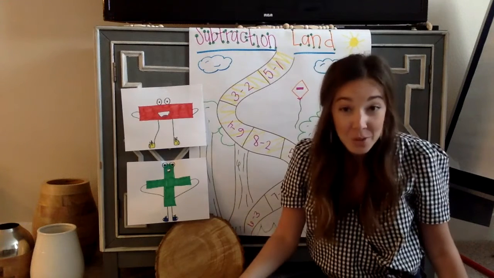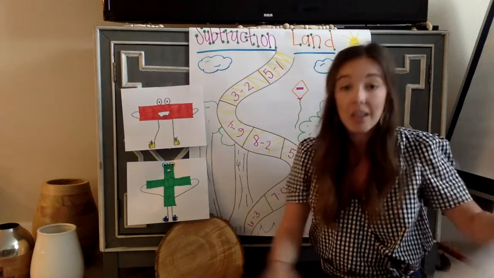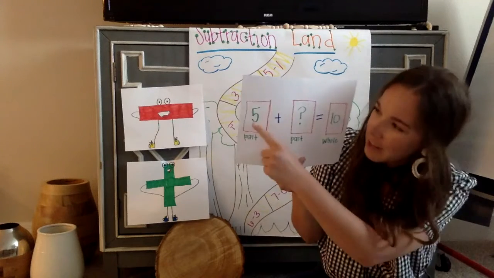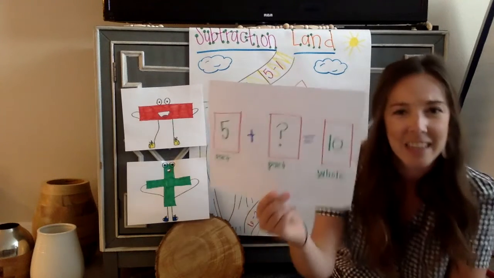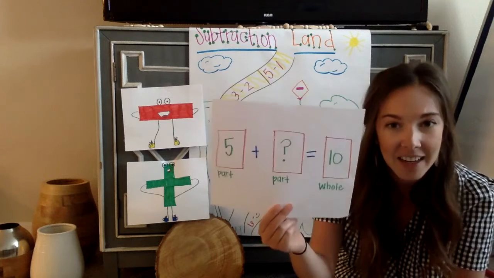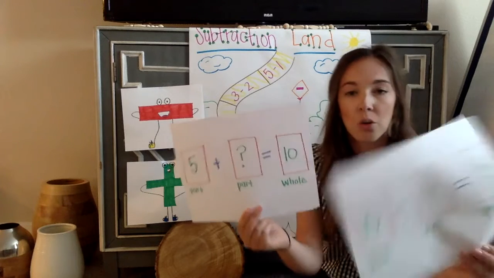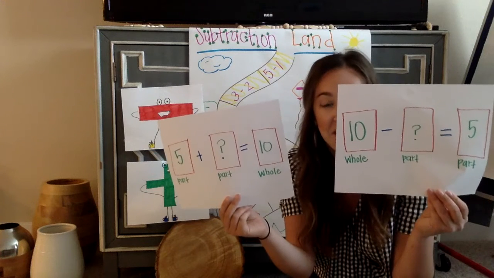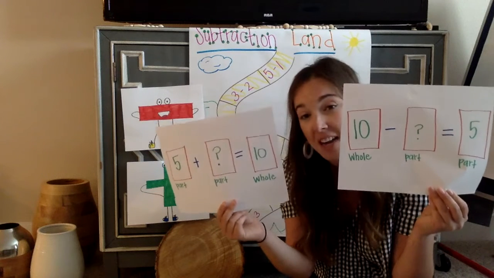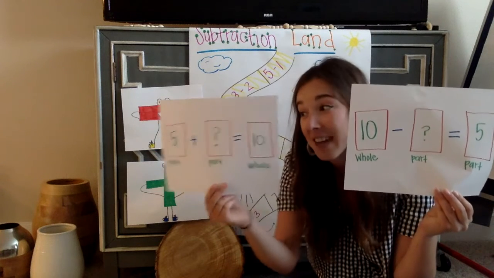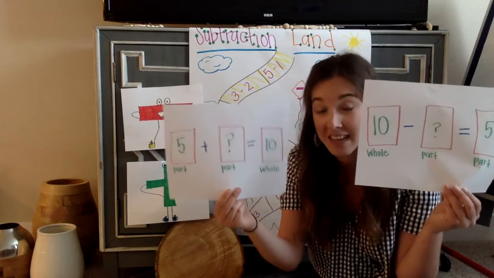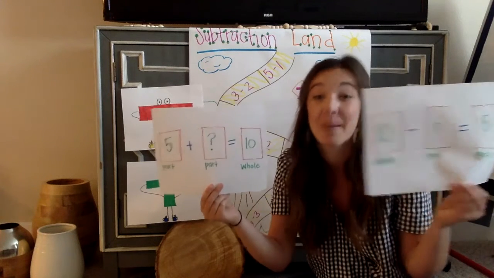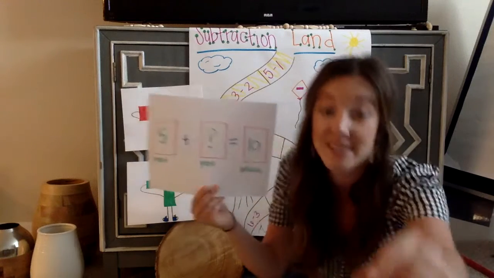Well, we could use addition. If we know we have 5, we have to think, well, 5 plus what gives me that whole of 10? These two sentences go together. 10 take away what equals 5 is the same as saying 5 plus what equals 10. So actually today, kindergartners, we're going to look at doing both of these because addition and subtraction are best friends.